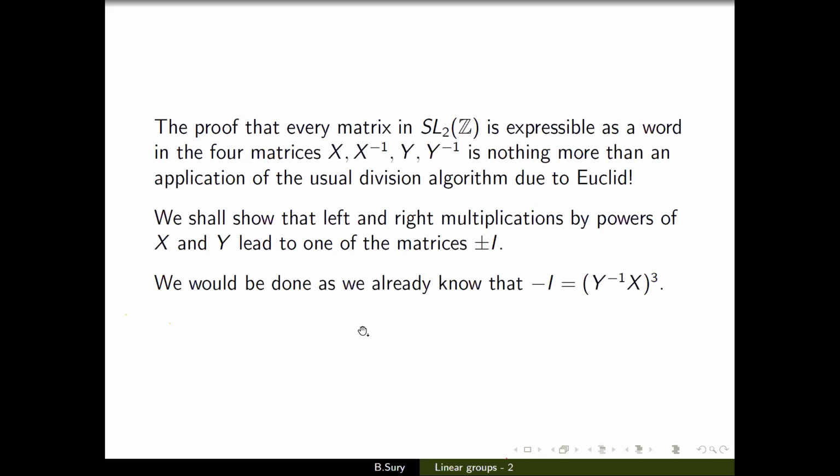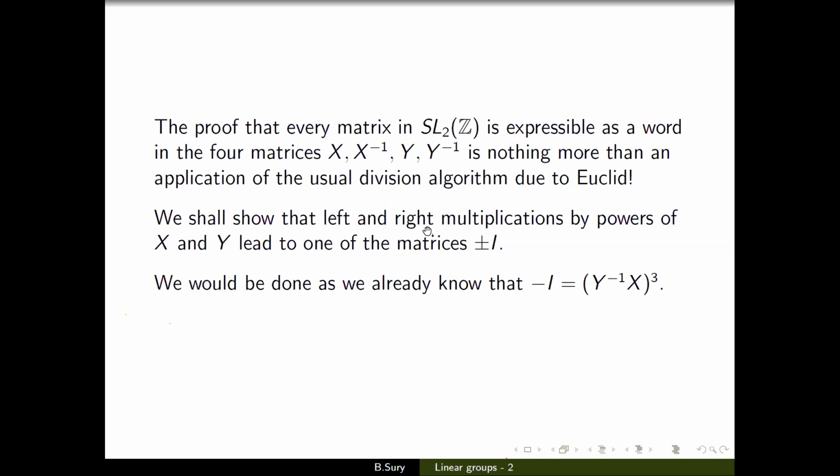So how do we do that? Even if it leads to minus identity, it's enough because minus identity is expressible. I already mentioned here, Y inverse X whole cubed is minus identity. That is your Z mod 3 in PSL2Z. You can just check this. Look at the matrix 1, 0, minus 1, 1, and 1, 1, 0, 1, multiply out and take the cube and you find minus identity.